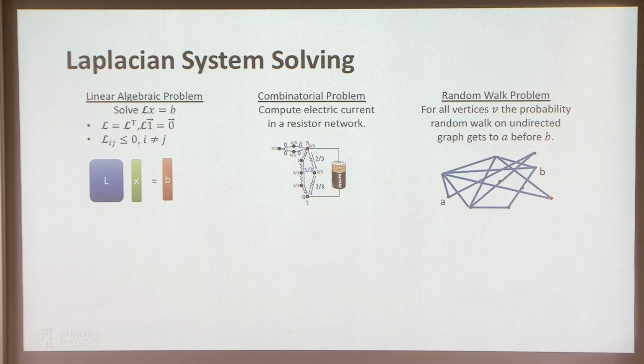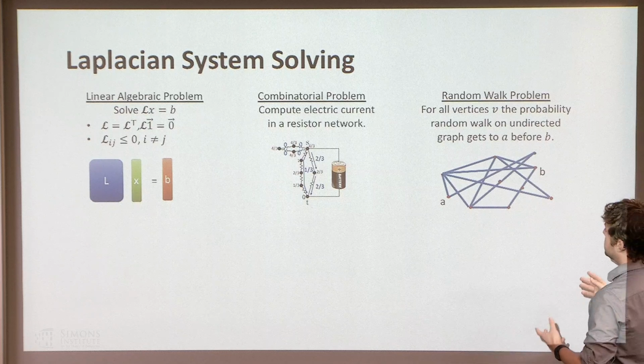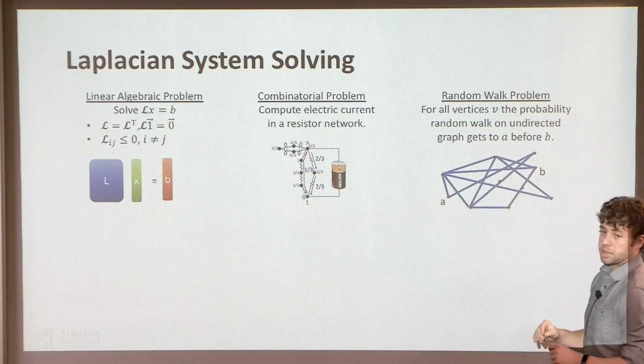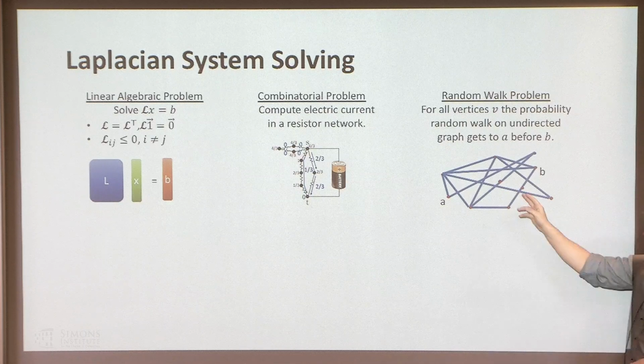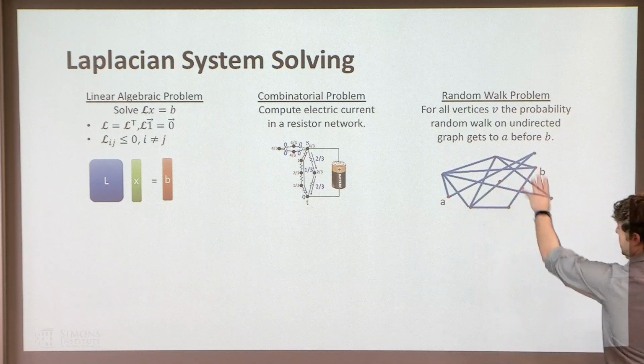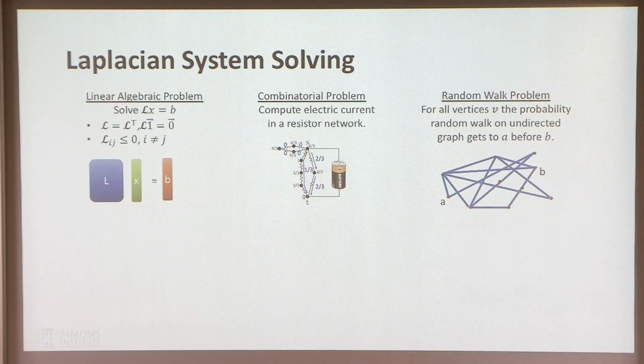Then if we fix some vertices a and b, and for every other vertex we want to know the probability that the random walk gets to vertex a before b, that problem of computing those escape probabilities for all vertices is also essentially the problem of solving Laplacian systems.